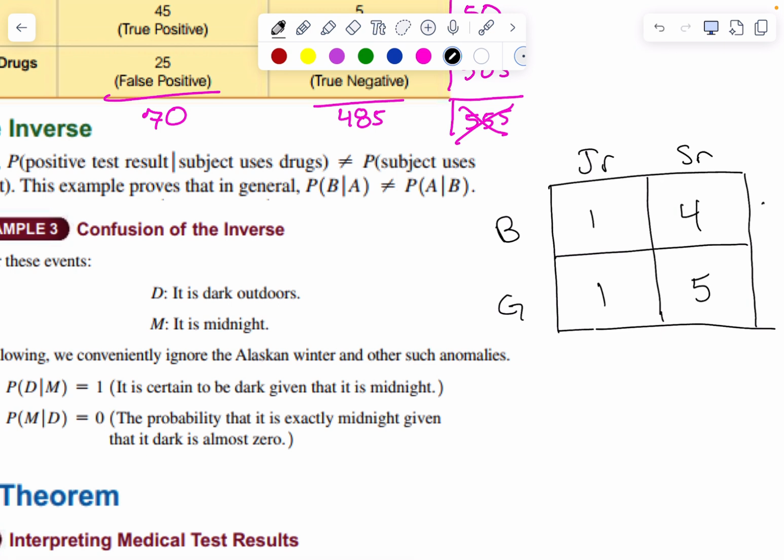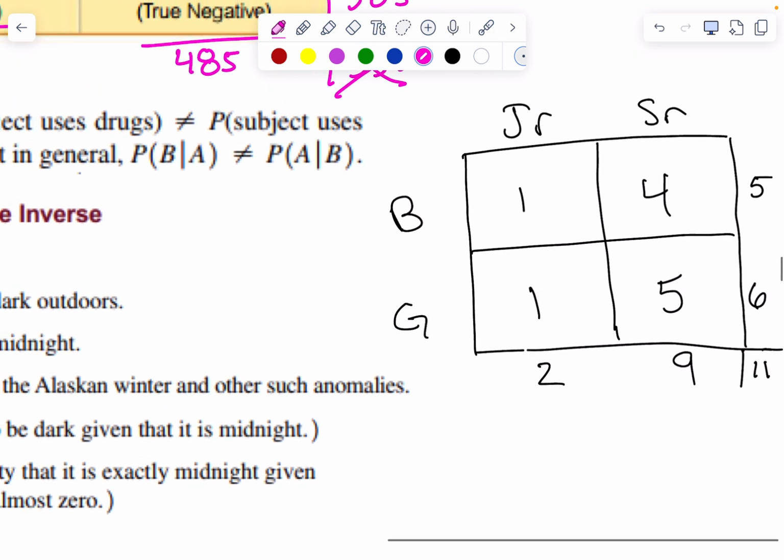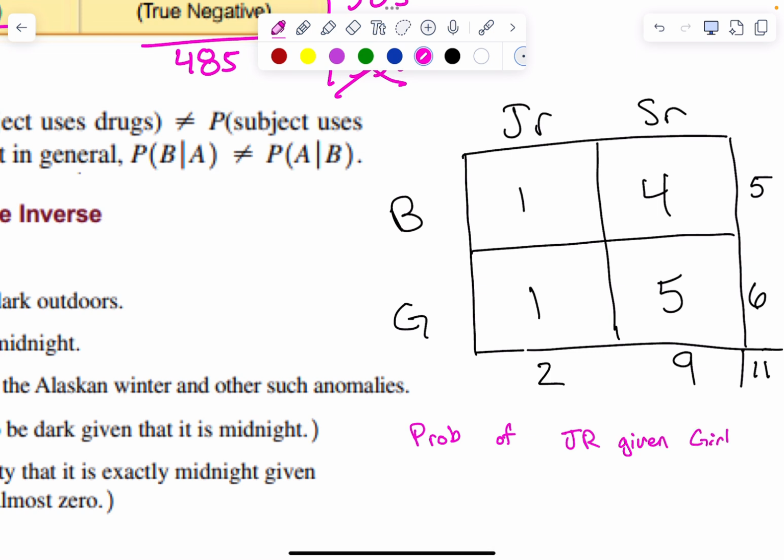Which makes boys total 5 in here, girls total 6 in here, seniors total 9, and 2 juniors. Okay, and that makes a total of 11 if we put 11 over here in this corner. Okay, let's talk about this conditional probability thing again that we ended with yesterday. I want to know the probability of a junior given a girl.